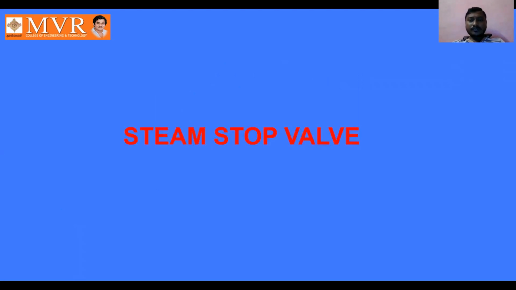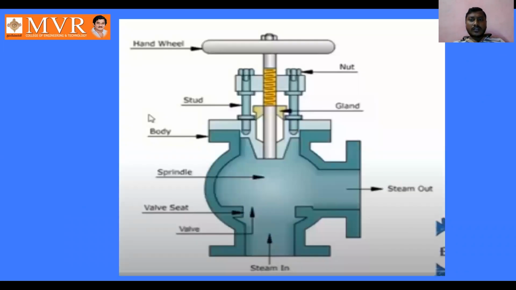See, coming to the first boiler mounting in this lecture, it is the steam stop valve. See here, we can observe the diagram of the steam stop valve. Here we have the components and how it is going to work.